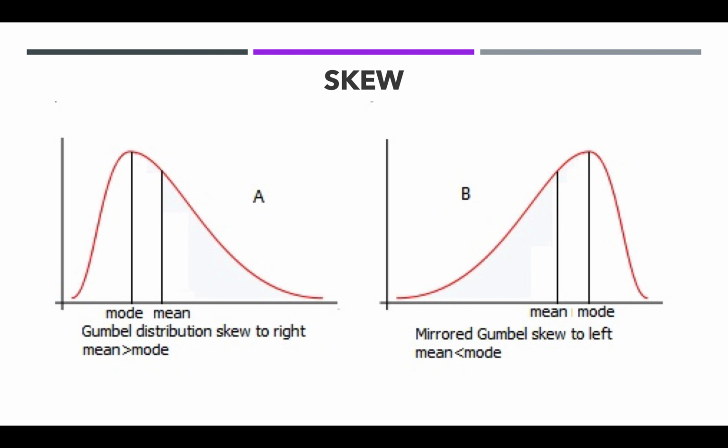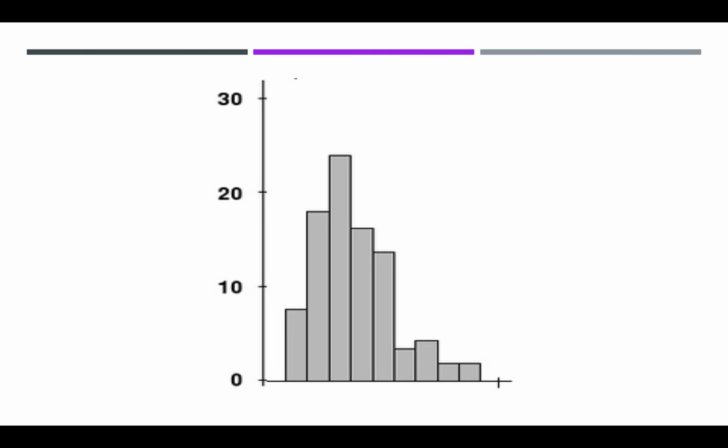Now, in most instances, the curve is going to be asymmetrical. That means that it is kind of skewed to the right or to the left. In this case, the chart is asymmetrical, meaning that it is not a mirror image of each other. It's a little bit skewed.